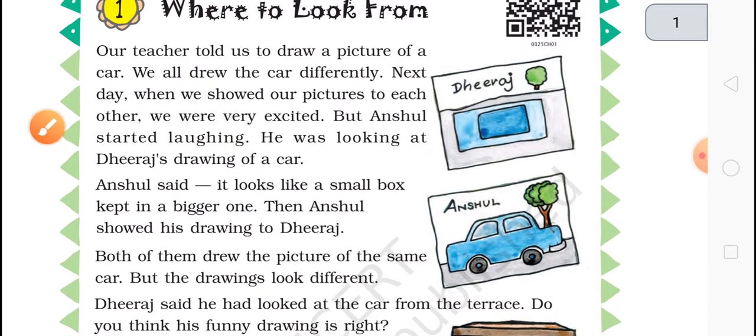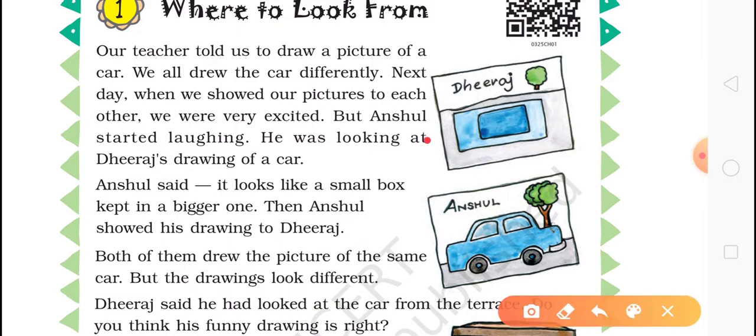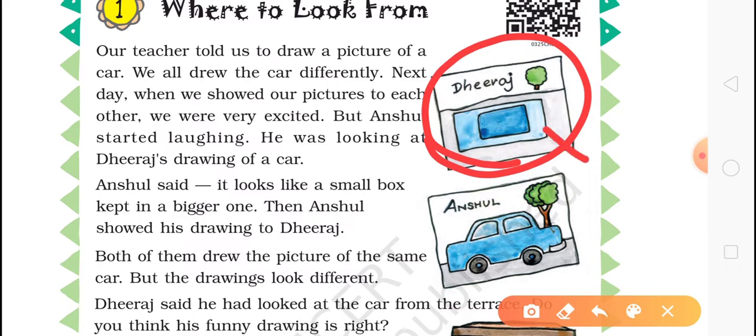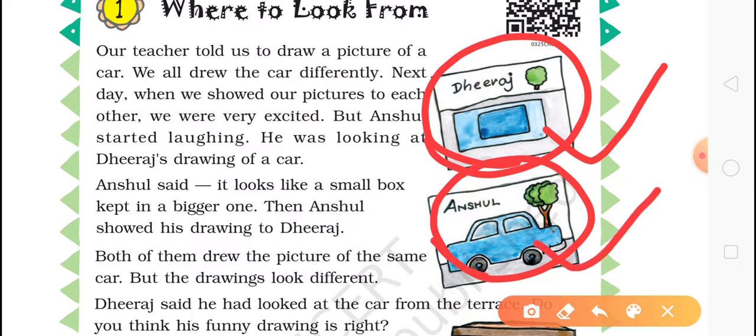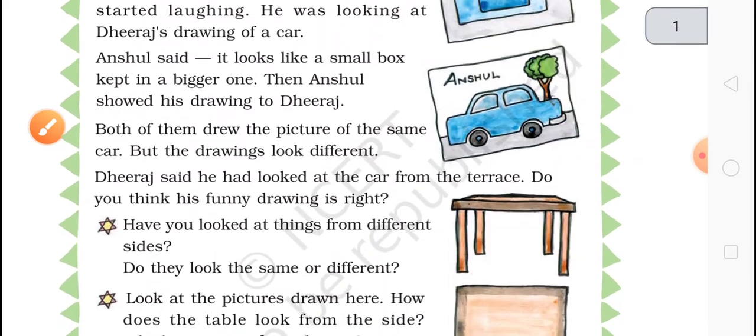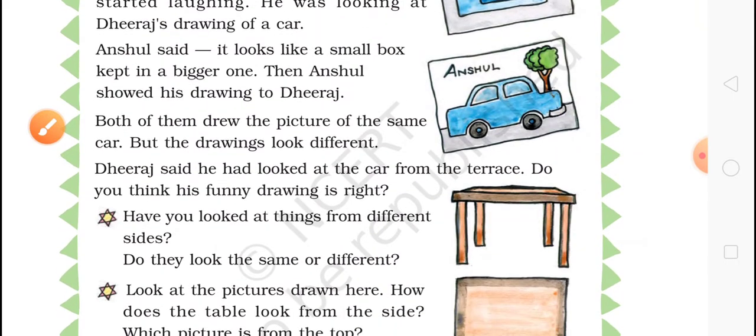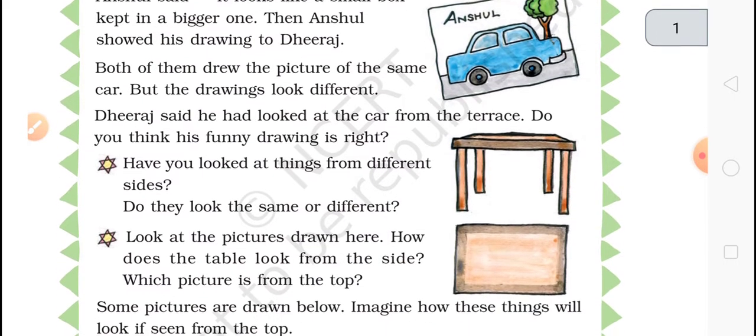Because as you can see in his picture, he saw the car from the top. So the top view of the car is right. And Anshul saw it from the side, so his drawing is also right. So it all depends on the angle from which you see the object.